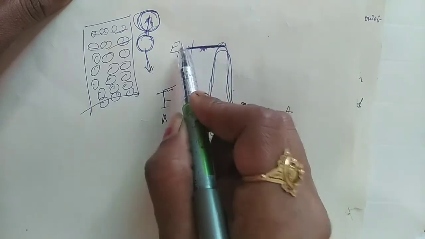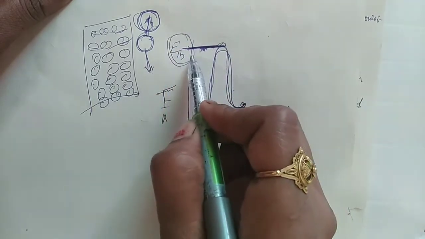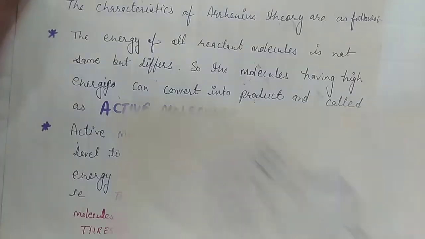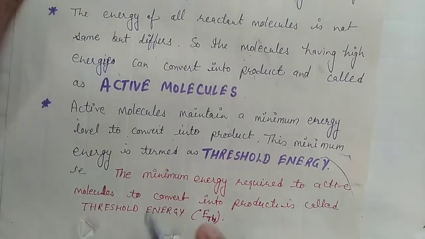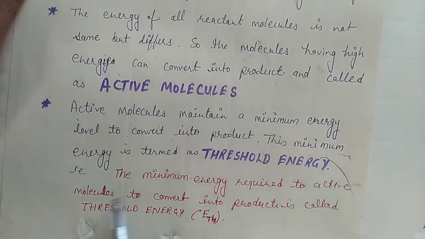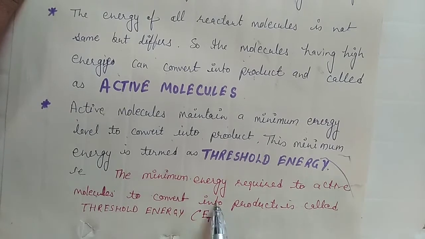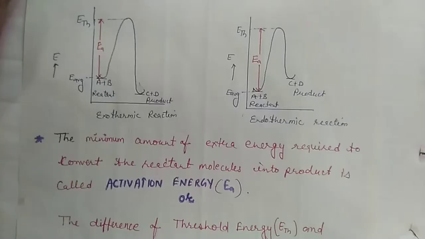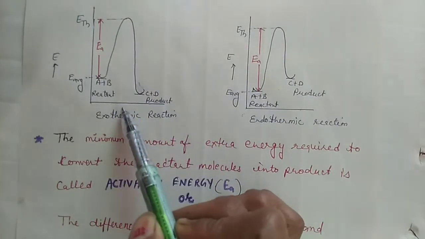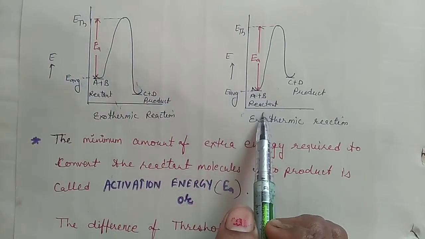This minimum energy level is known as the E threshold or threshold energy. Clear? The minimum energy required to activate molecules to convert into products is called the threshold energy. Clear?